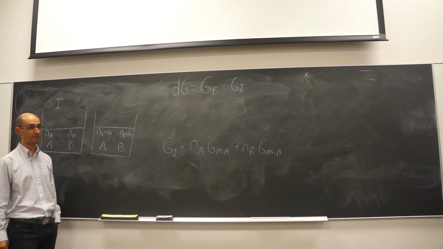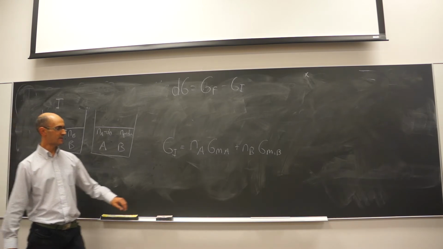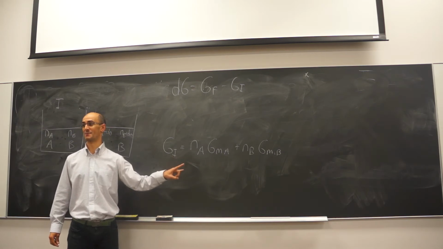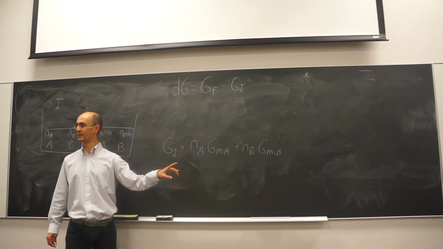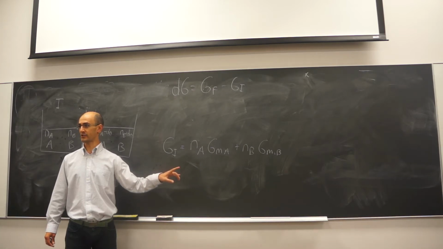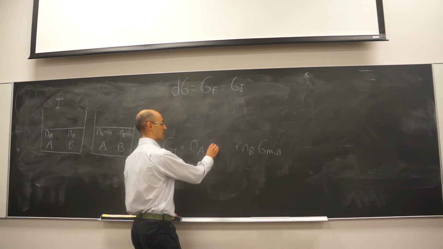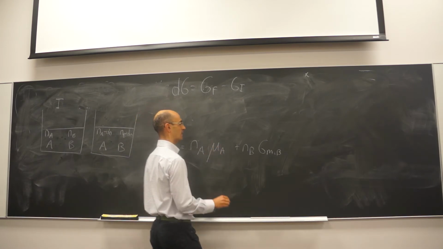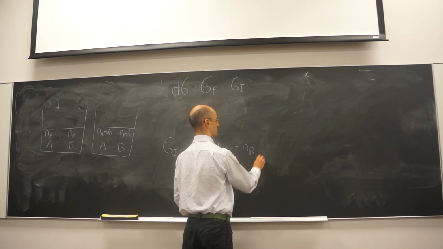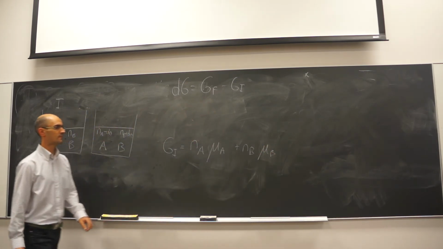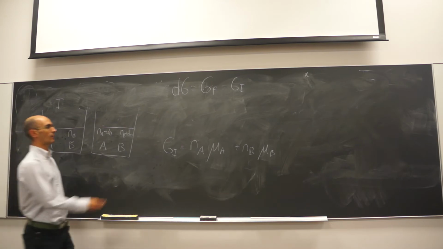We've seen this before. But notice that when we have mixtures, we don't refer to those molar Gibbs energies as molar Gibbs energies. We refer to them as chemical potentials. That's what we do. So we really are renaming this as mu sub A, and we're renaming this as mu sub B. All right, what happens at the end?